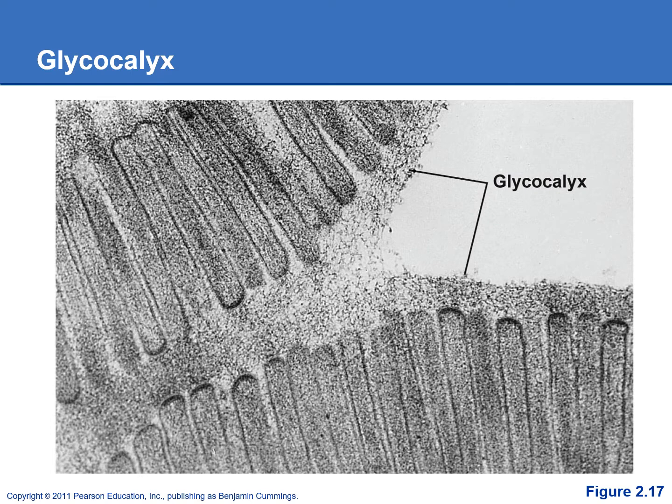And then here's just an electron microscope view, showing you the carbohydrates on the outer surface of the membrane of two cells. We've got one cell over here and another cell over here. And you can see how the glycocalyx of each cell comes together and acts like a glue to help hold the two cells together.